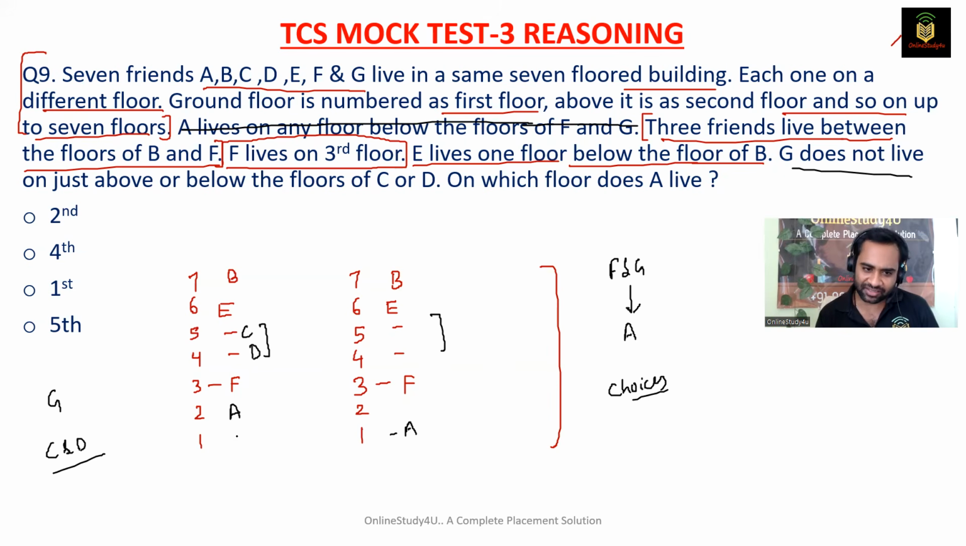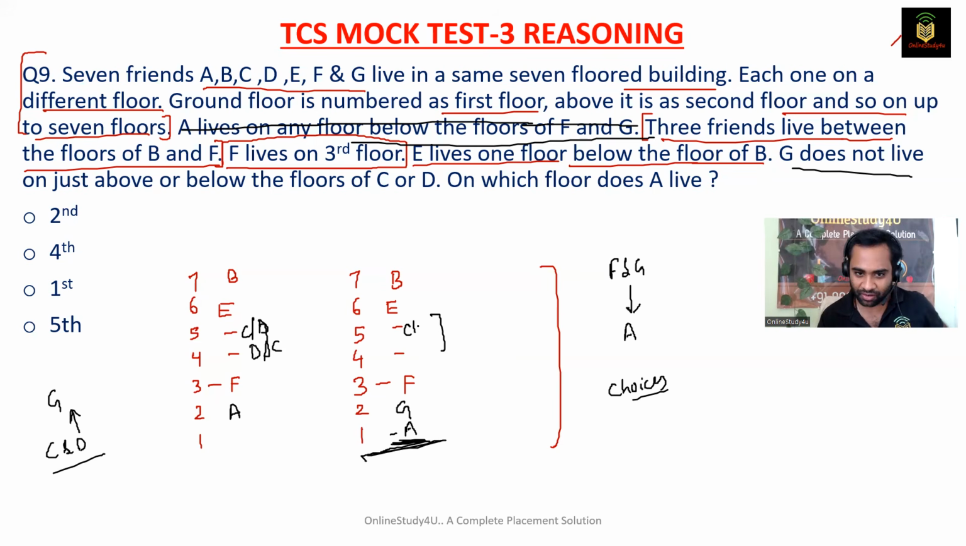You can say, sir, I will put C at any place and D after this, but it has been told that G does not stay after C and D. So this is the only place for C and D. Either C or D will sit here, or C or D will sit here. That does not matter to us. Now, where should I place G? A lives on any floor below the floors of F and G, so G will definitely have to be placed here so that A lives below F and G.